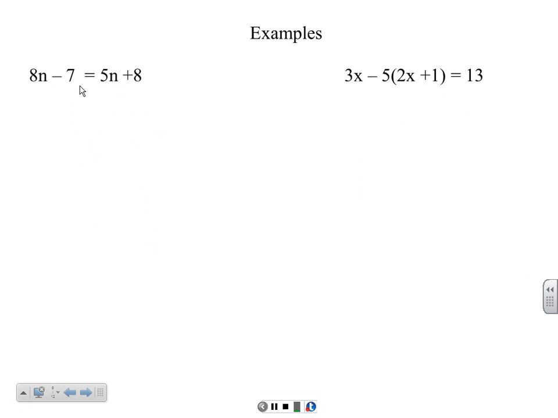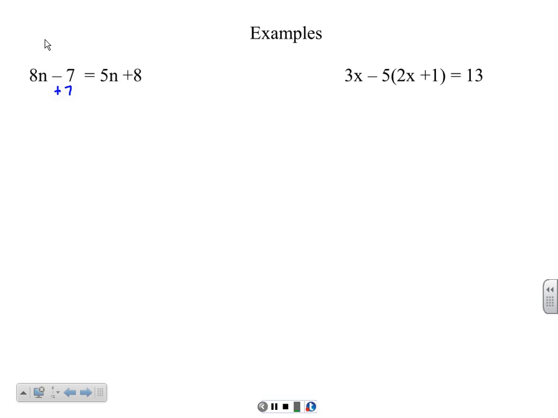Alright, this equation, we have 8n minus 7 is equal to 5n plus 8. For this equation, there's nothing that I can combine. There's no like terms that I can combine on the same side. So what I need to do is get like terms across the equal sign on the same side. So I'm going to start with this negative 7.